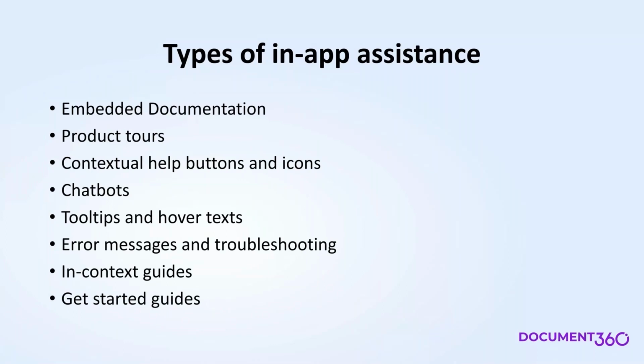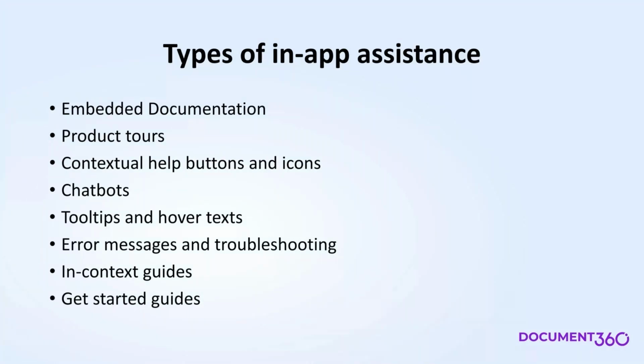Tooltips and hovertext are, of course, again small in-app assistance, where there is a need for maybe not a very complex in-app assistance, but a small one-liner that tries to explain what that field is, or what that UI element or button is on the user interface.